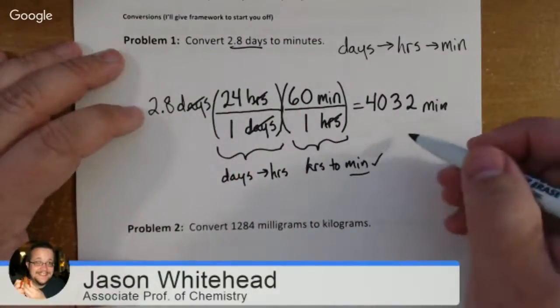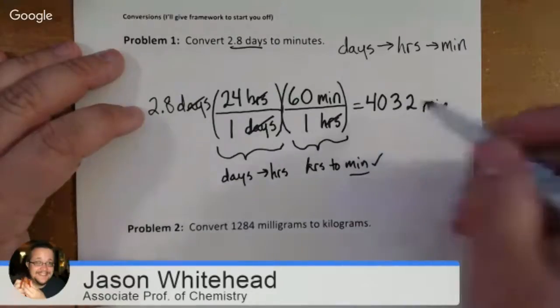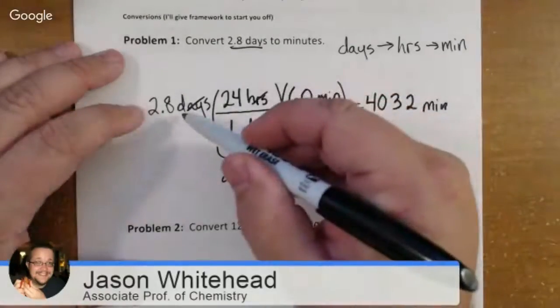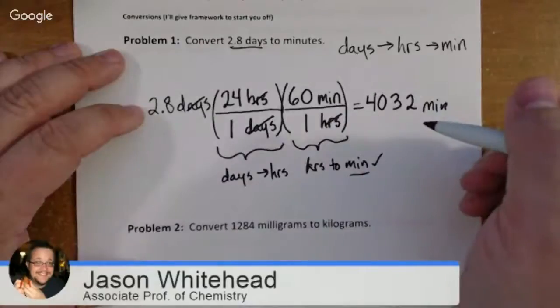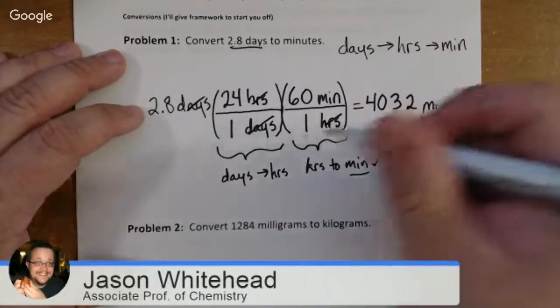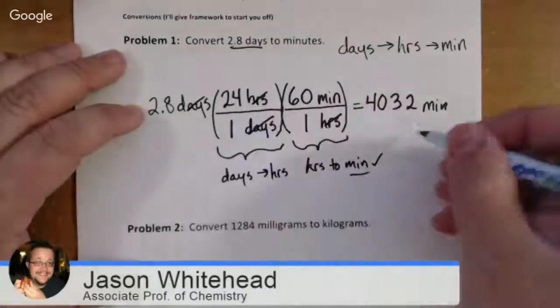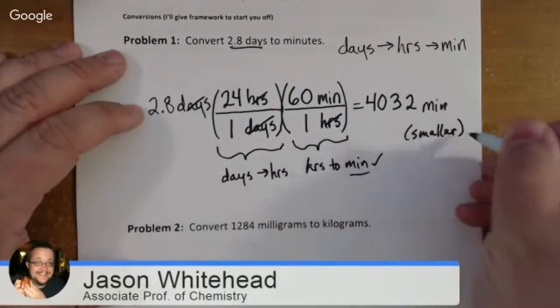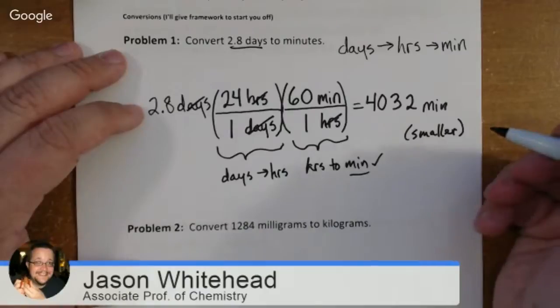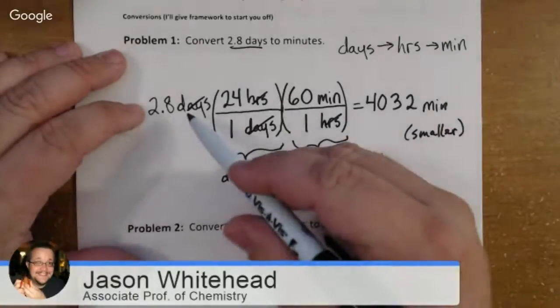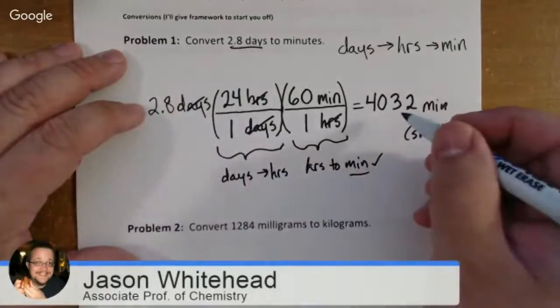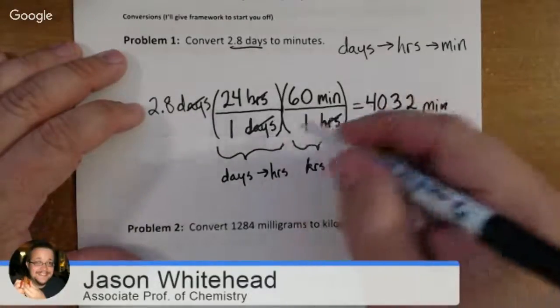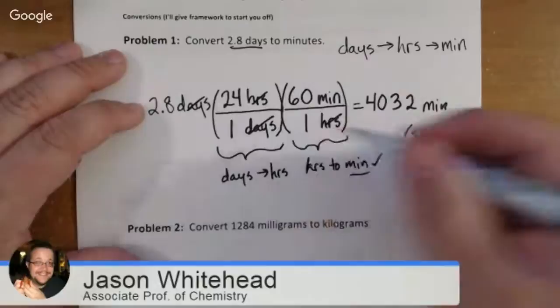Now when you're done, make sure that this makes sense. If you're converting 2.8 days into minutes, there should be more minutes than there were days, because minutes are smaller. And that's what we got. So that seems pretty reasonable. You wouldn't want something to say that in 2.8 days there were 0.5 minutes. That would have said that we messed up our conversion factors a bit. But this looks good.